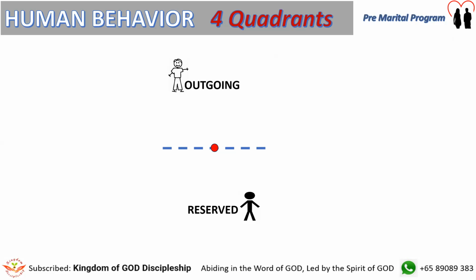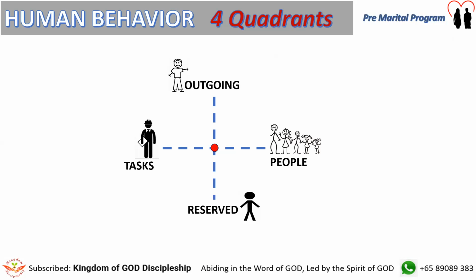Now let me draw a vertical line across the red dot. So on the right-hand side of the vertical line, you will see people. It means that these people on the right-hand side, they prioritize people above tasks. So likewise, on the left-hand side, we have task-oriented people. The task-oriented people are those who prioritize their tasks or work above people.